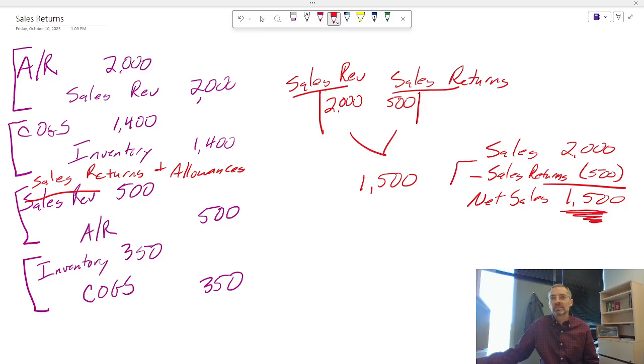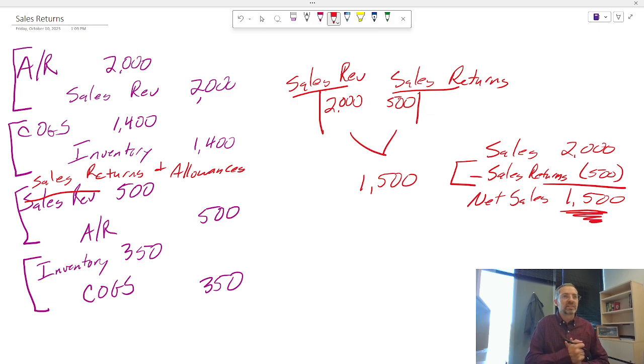So again, we still end up with that $1,500 number, but having the sales returns contra account enables us to preserve this very important information so that we can look back and see, hey, how much are we getting, is being returned in our sales? And we might make important business decisions off of that. So that's why we're using a contra account instead of putting everything directly into the sales revenue account.